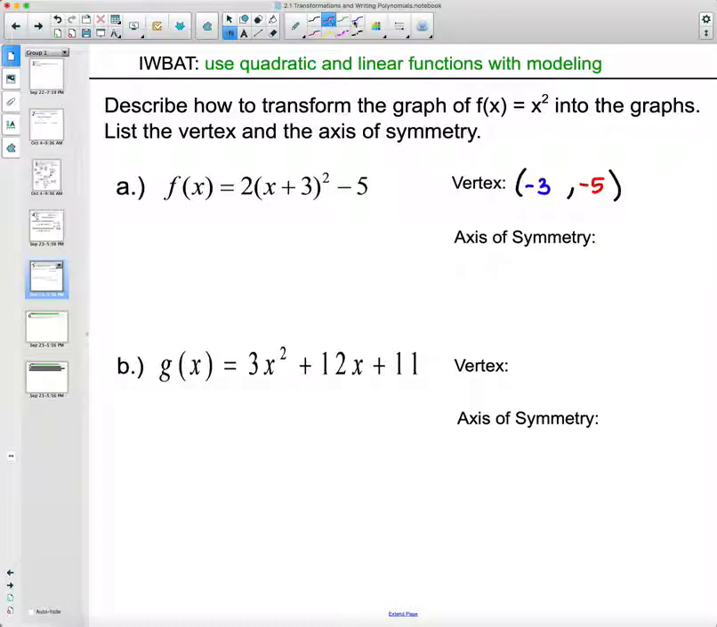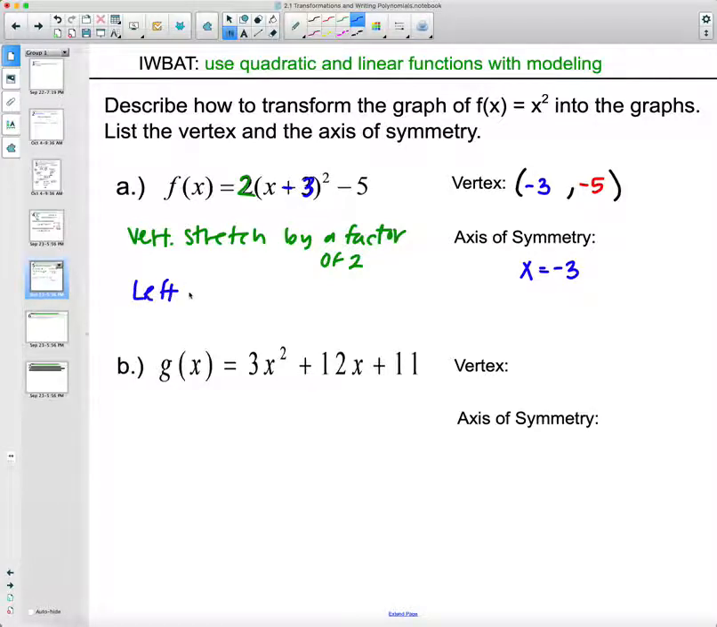And then the axis of symmetry, it's the equation of a line. So make sure you put x equals negative 3. So it's the equation. So make sure you have a variable in there. And then if you were going to describe the transformation here, this 2 would be a vertical stretch by a factor of 2. Okay, this negative 3 that got plugged in, that's left 3 units. And then this minus 5 out here is down 5.